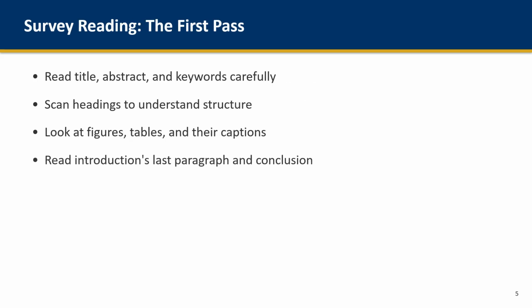Survey reading follows a specific pattern that efficiently extracts key information. Start with title, abstract, and keywords. The title tells you the topic. The abstract summarizes the entire paper in a few hundred words: the question, methods, findings, and implications. Keywords indicate the conceptual territory. Often the abstract tells you everything you need.